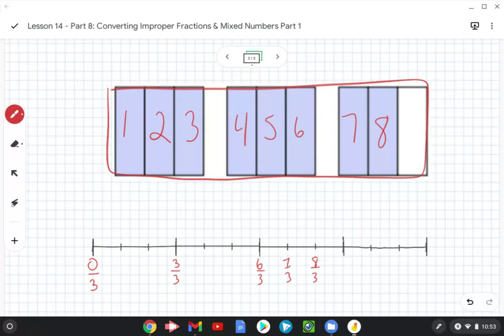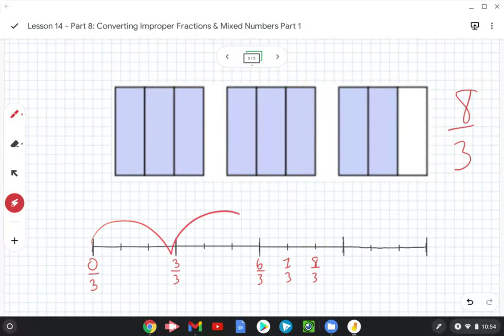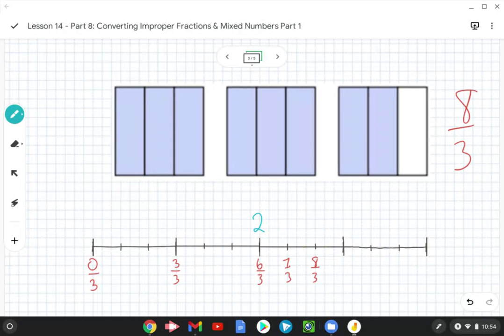Right? Let's see here. I'm going to back up. Okay, perfect. And we can also see, so 8/3 is one way to name this value. But we can also see that we have 2 whole squares, 2 whole numbers. There would be 2 here, and 2 more thirds. 2 and 2/3. That's the other way to name this value.